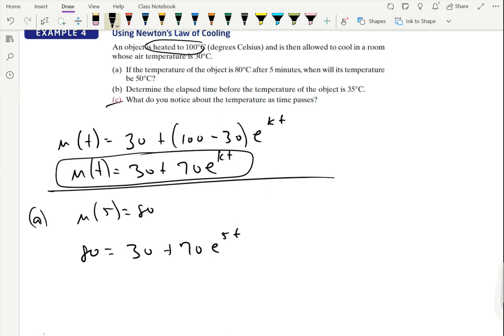Whoops, wait a minute. My t is 5, I want 5k. So I'm trying to figure out what k is in this case. So let's solve for k. Once we figure out k, then we can figure out how long it takes to get the temperature down to 50. So we have to figure out our k value first so we can fill in the rest of this formula. Okay, so let's subtract 30, so that would be 50 equals 70e to the 5k. So let's divide both sides by 70.